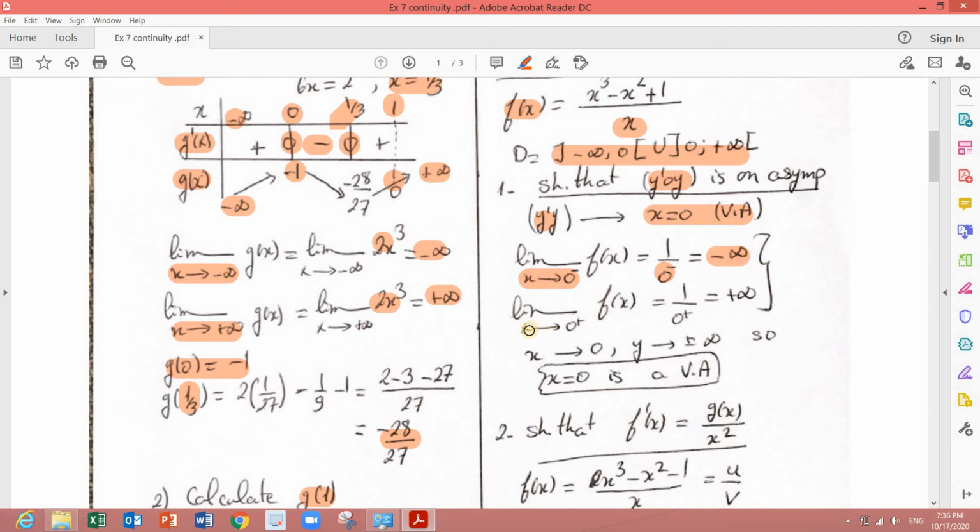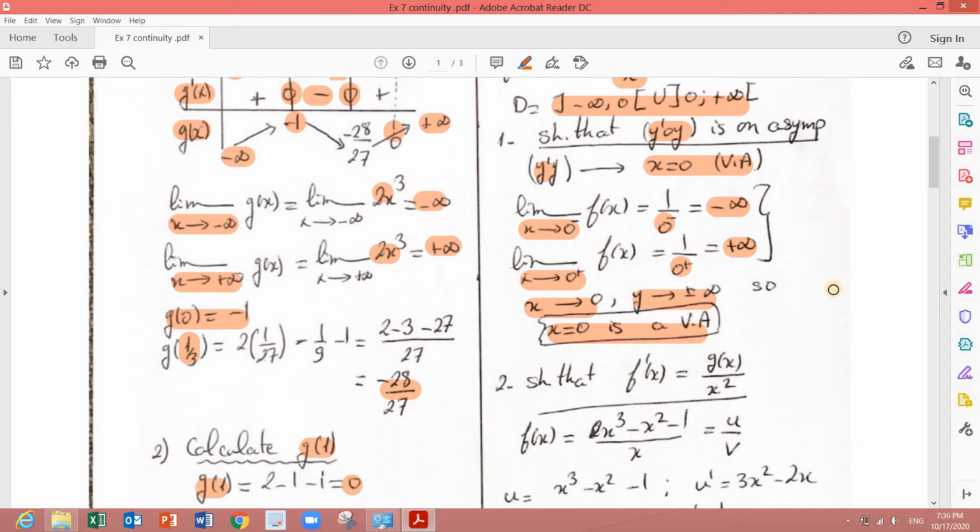As x tends to 0 plus, I replace x by 0 in the function. I get 1 over 0 plus, which is plus infinity. So as x approaches 0, y approaches infinity. We say that x equals 0, which is the y-axis, is a vertical asymptote.